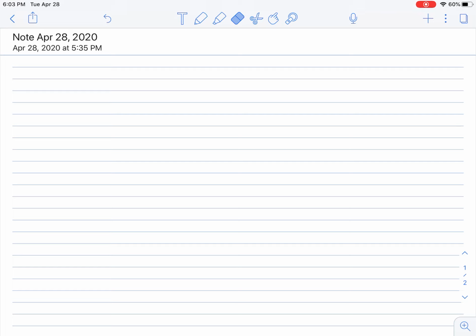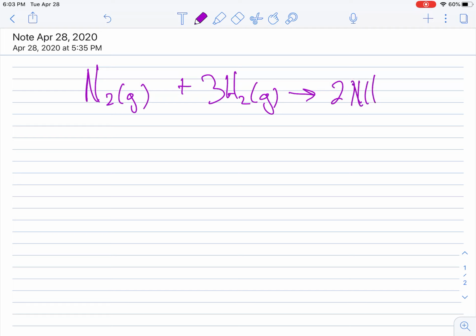So this is going to kind of wrap up a whole bunch of different things. So let's say that we have a reaction of nitrogen plus 3 hydrogens, and those are gases, and we're going to yield 2 moles of ammonia gas. So this is what's known as the Haber process.